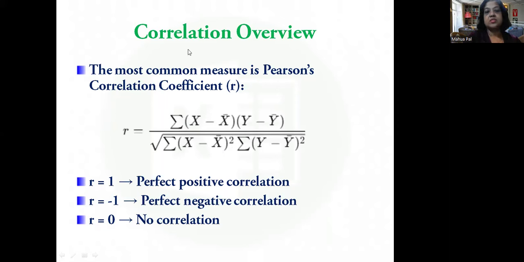So using this particular formula, we get the value of r, and the value of r always lies between -1 to +1. If it is +1, then there is perfect positive correlation. Near to 1, close to 1, then also positive correlation. If it is -1, then perfect negative correlation. And if it is 0, there is no correlation.